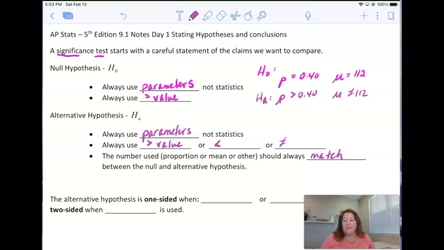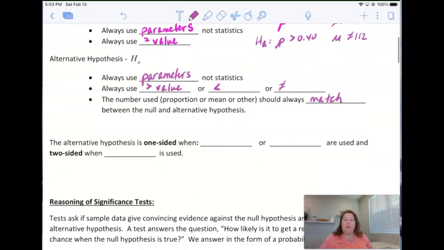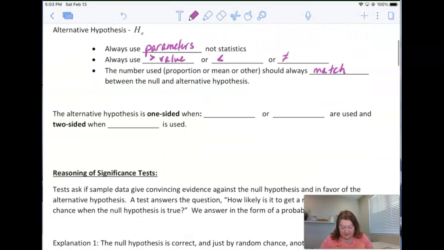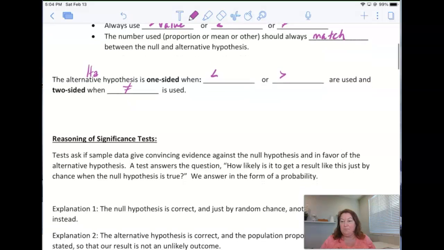The alternative hypothesis is one-sided when we're using less than or greater than, because we're only looking at one side of that number, either lower than it or higher than it. We consider it two-sided when it's not equal, because now we're going to add up everything that's below the number and everything that's above the number. That's going to be two different sides. So that's the first thing we're going to practice: how to bring in this new thing of hypotheses.